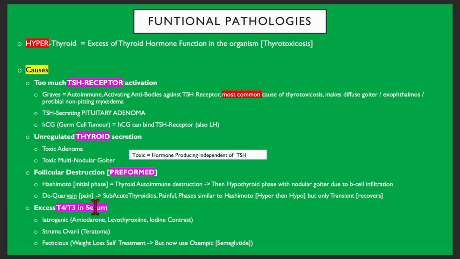And then in the end, we have excess thyroid hormone in the serum. This can be iatrogenic, where you are overdosing on drugs, or some teratoma, or the patient is taking it by himself to lose weight. But now there is a better drug that people are using. It's more trending on TikTok and so on, and it's Ozempic, semaglutide. It's an anti-diabetic drug, but people use it for weight loss. And the FDA, the American regulatory agency for drugs, approved it as well for obesity. So yeah, it's indicated as well. So people will start using Ozempic more than thyroid hormone, but still some older people can use thyroid hormone to lose weight.